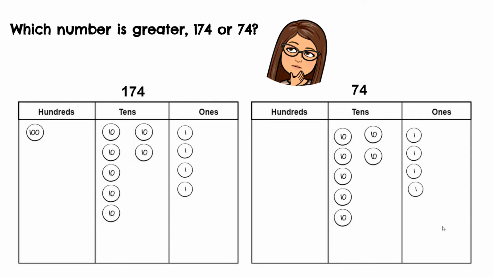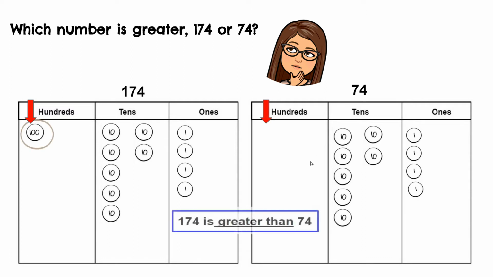Now let's start comparing. Which number is greater? Is it 174 or 74? What do you notice? Take a look at our place value chart. 174 has 100, but 74 doesn't have any 100. So, we could say that 174 is greater than 74.